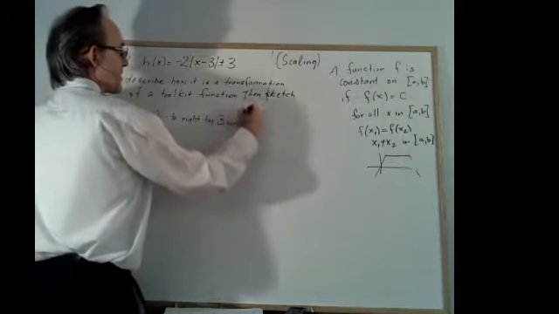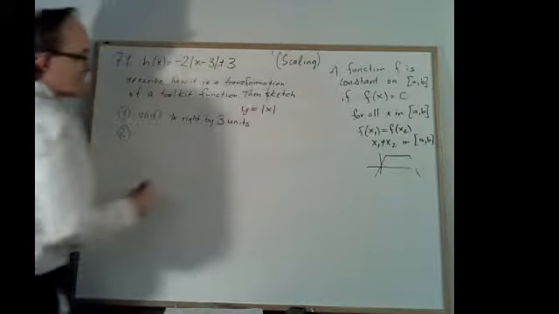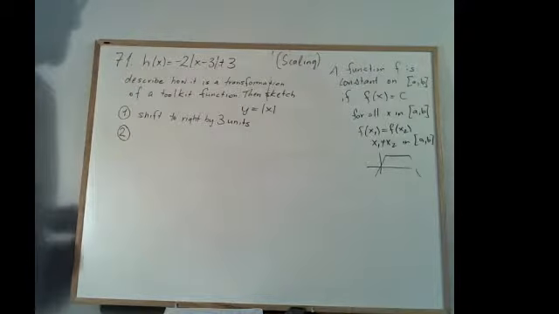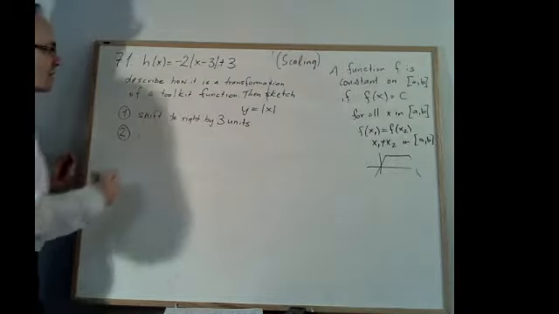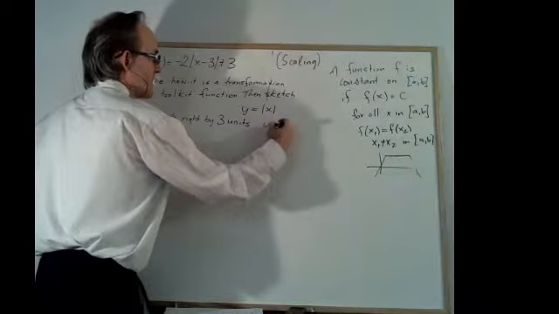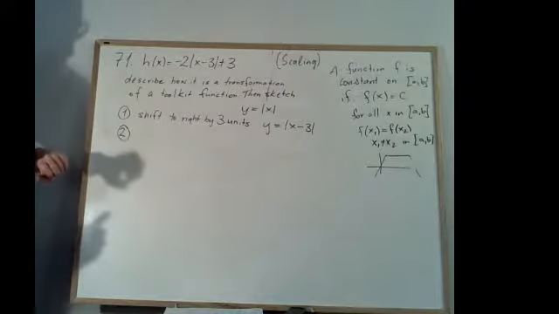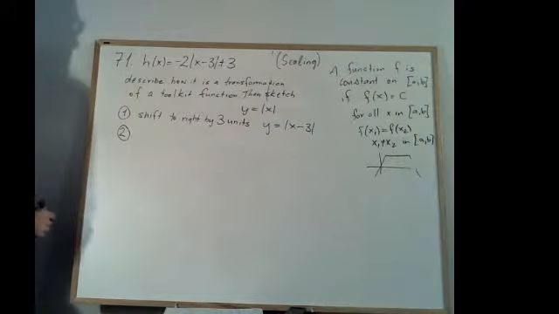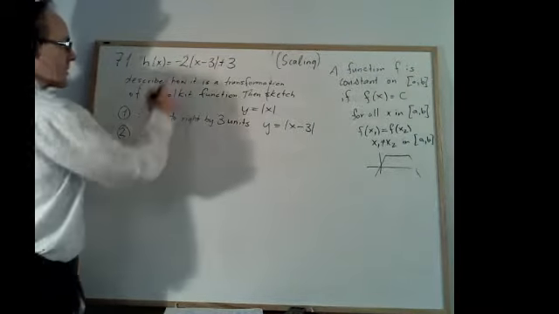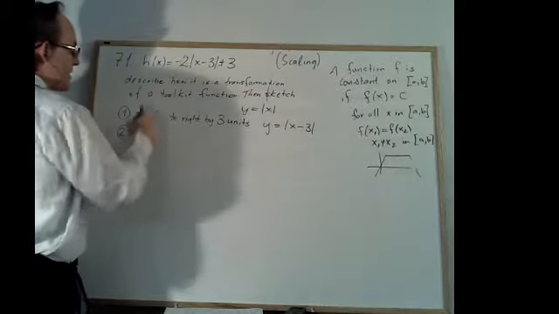So the toolkit function that you want to start out with is going to be y is the absolute value of x. So that's our starting point. And you shift that to the right by 3 units. You get absolute value of x minus 3. And then you do these following operations.